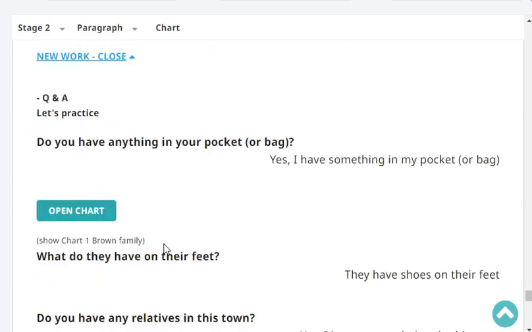Let's practice. Do you have anything in your pocket? Yes or no?